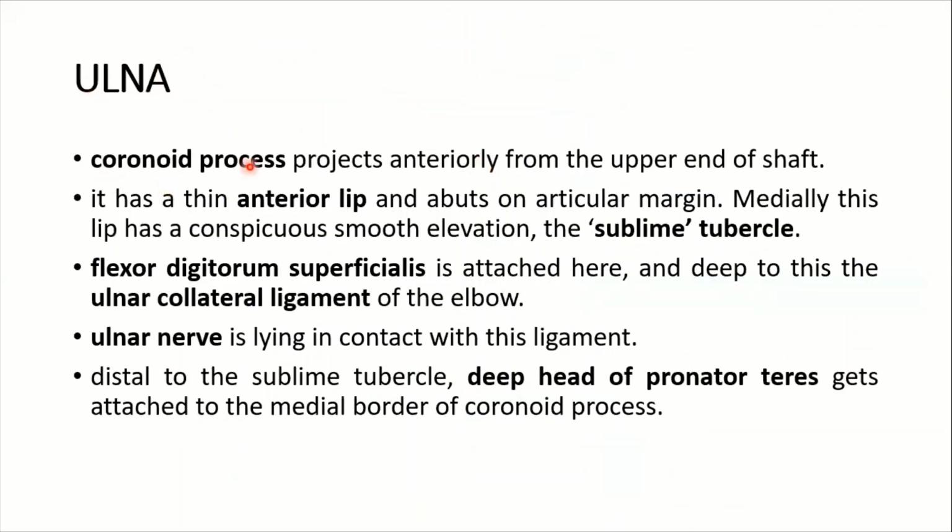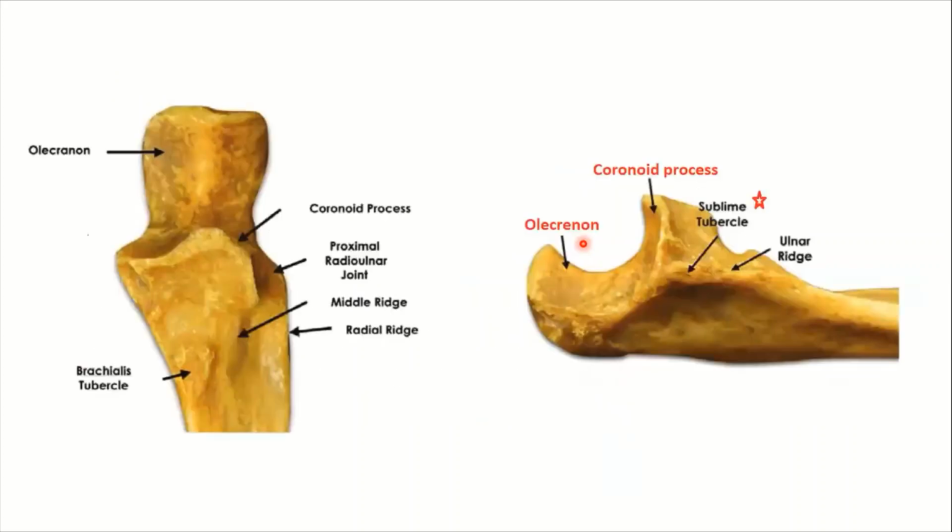The coronoid process projects anteriorly from the upper end of the shaft. It has a thin anterior lip and abuts on the articular margin. Medially, this lip has a conspicuous smooth elevation, which is called the sublime tubercle. You could see the sublime tubercle. This is the olecranon. This is the coronoid process. This is the trochlear notch, and here you could see this tubercle. This is the sublime tubercle marked over here with its asterisk. You see the laser, this is the sublime tubercle.